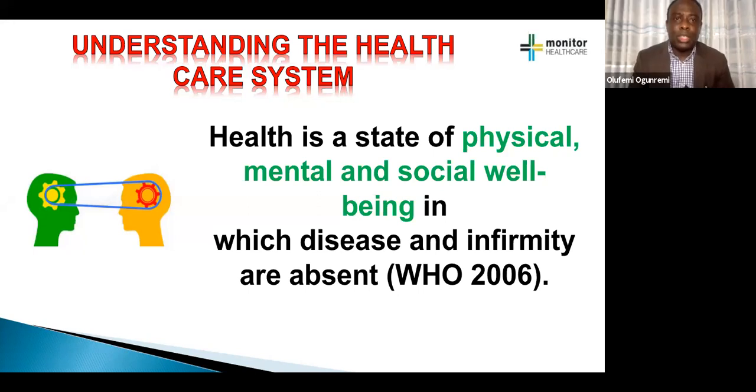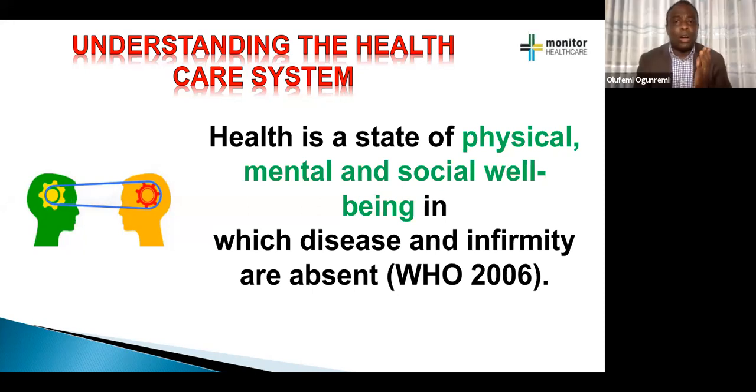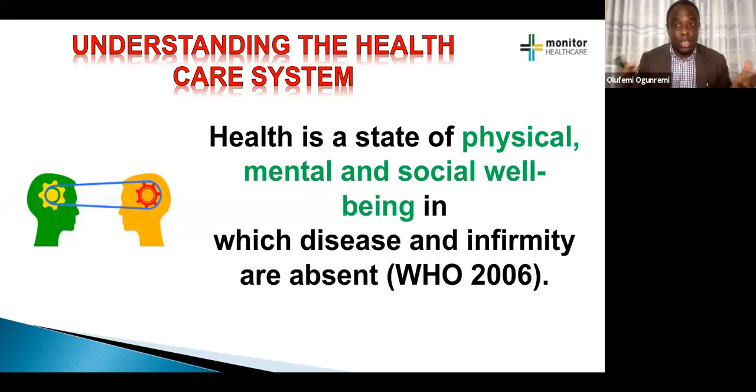Okay, so for us to understand the healthcare system itself, we need to know what we mean by the health of an individual. By WHO, the health of an individual is defined as a state of physical, mental, and social health in which disease and infirmity are absent. So what this means is somebody has to be balanced physically, mentally and socially before we can say that, okay, you have a good health.